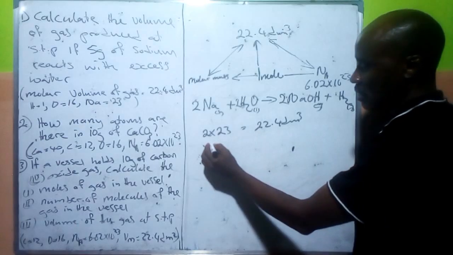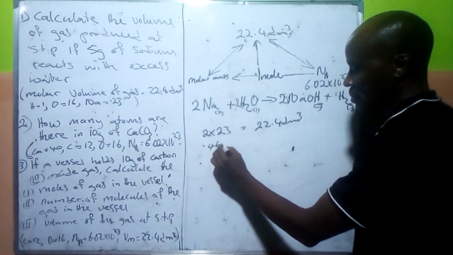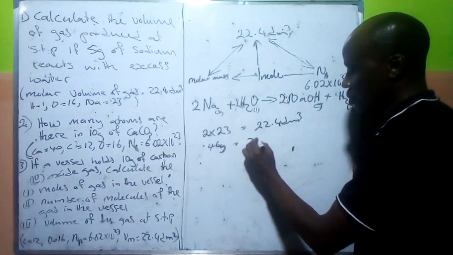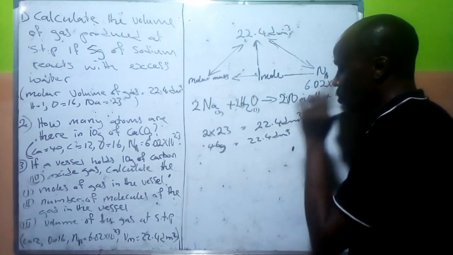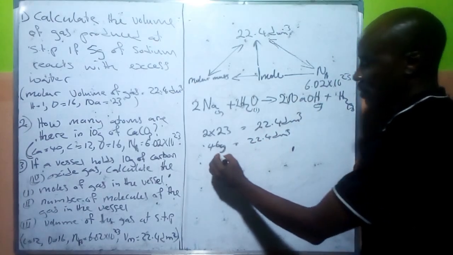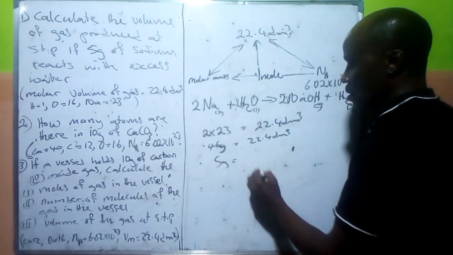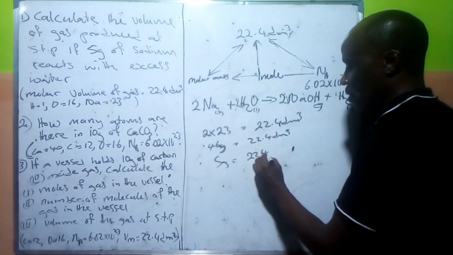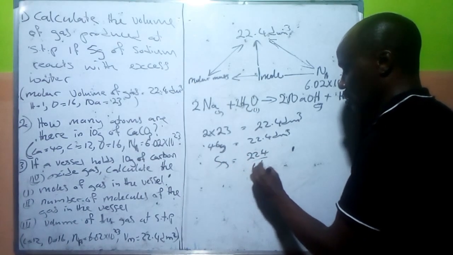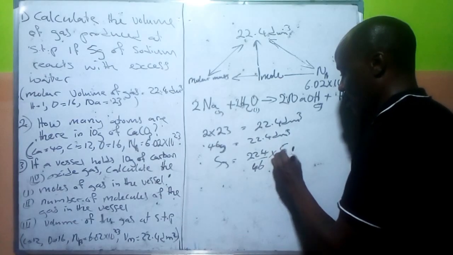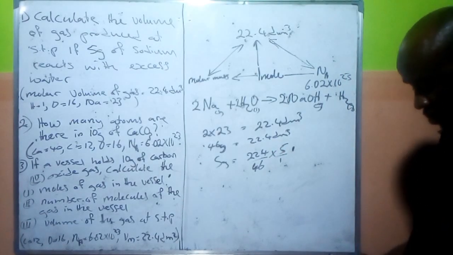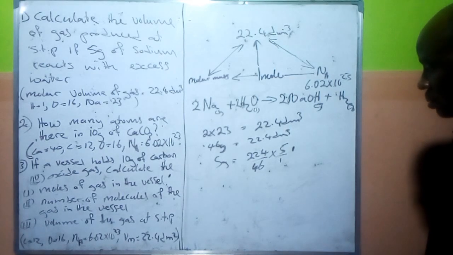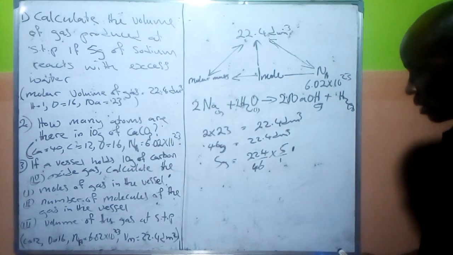If we multiply this through, we have 46 grams, which will give us 22.4 dm cube. So what will 5 grams give us? 5 grams will then be 22.4 all over 46 times 5 over 1. So when we do this, let's see what we are likely to get.